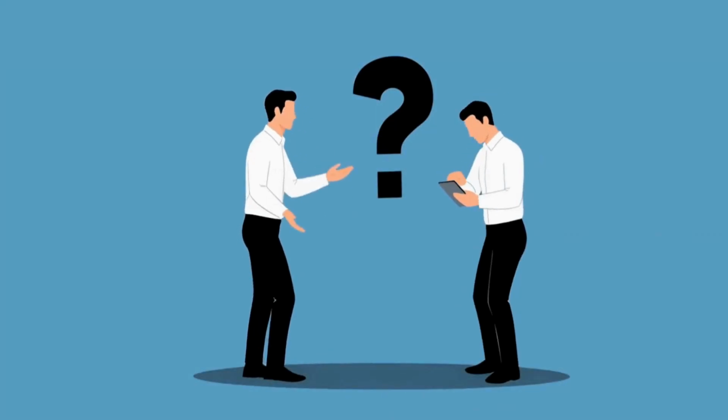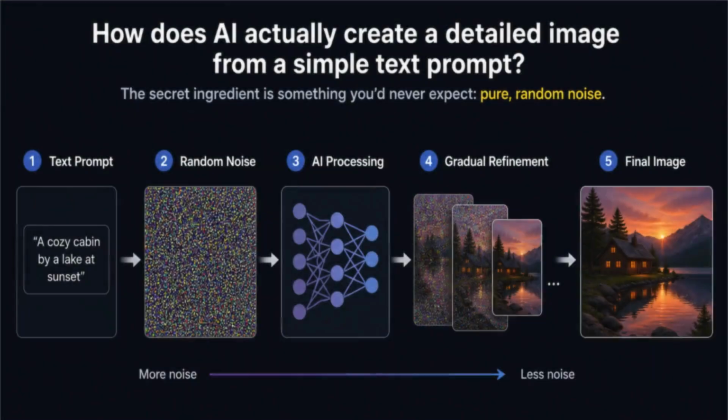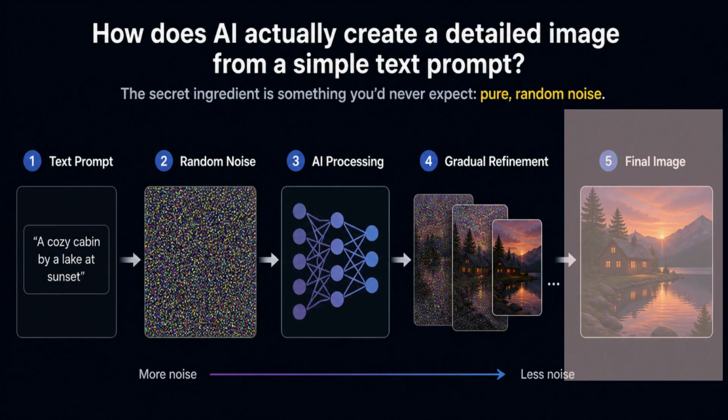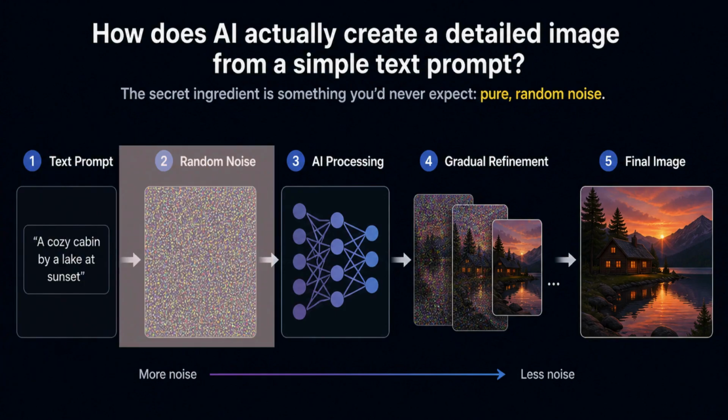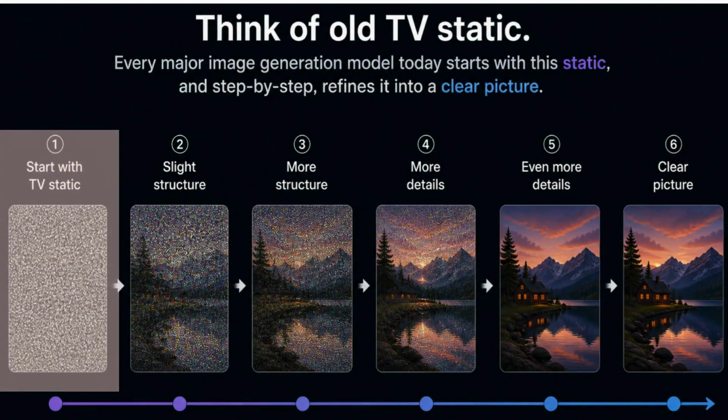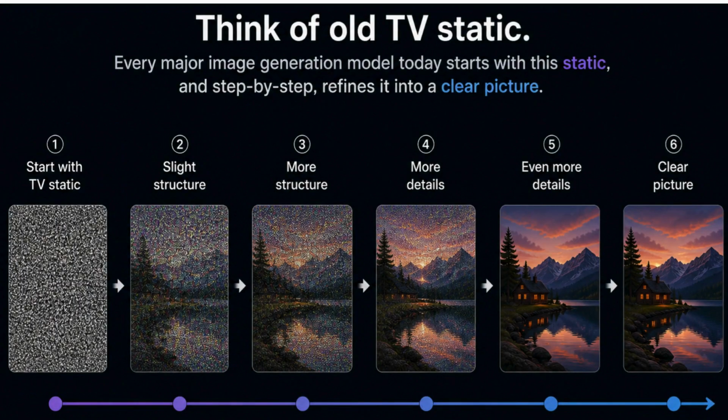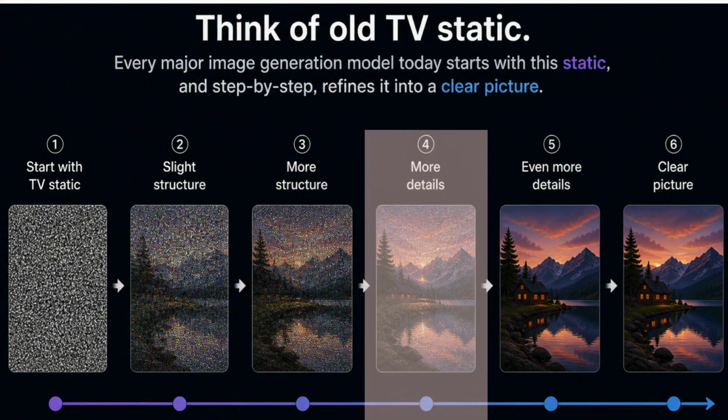Let's start with the big question. How does AI actually create a detailed image from a simple text prompt? The secret ingredient is something you'd never expect, pure random noise. Think of old TV static. Every major image generation model today starts with this static and step-by-step refines it into a clear picture.